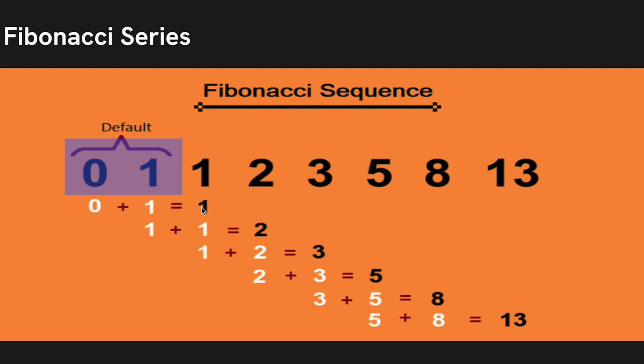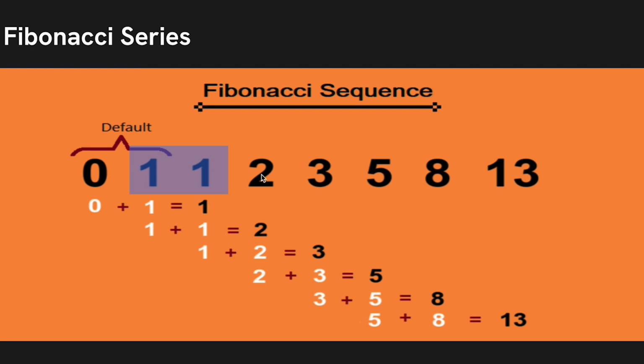Then the first number we remove, and the second number is considered as the first number, and the new value is considered as the second number. Again we add those two numbers and generate the next number. So initially 0 is the first number and 1 is the second number, and their addition is this 1. Then we will not consider this as the first number. We'll consider this as the first number and this as the second number. Then the addition of these will be 2, and this will be the next number.